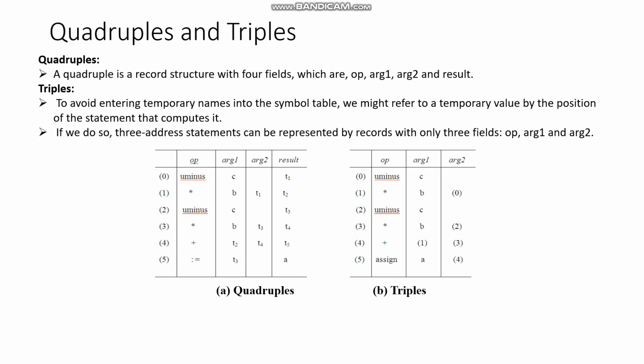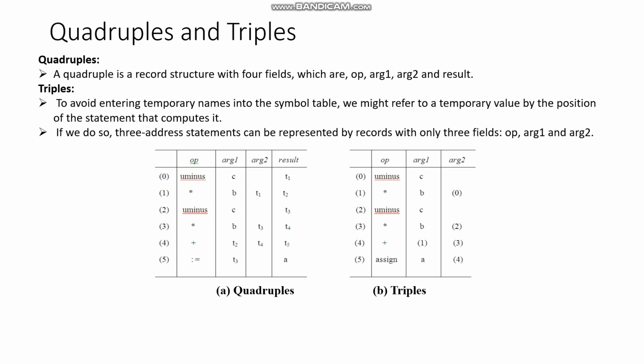Now what are we going to store? A plus B, no result. Result will be the statement name. Let us see the example directly in quadruple and triple. First of all, in the first one, what is it doing? Unary minus of C. It is doing minus and storing the result in T1. There is no argument 2.